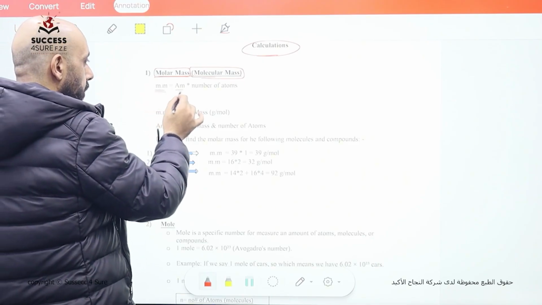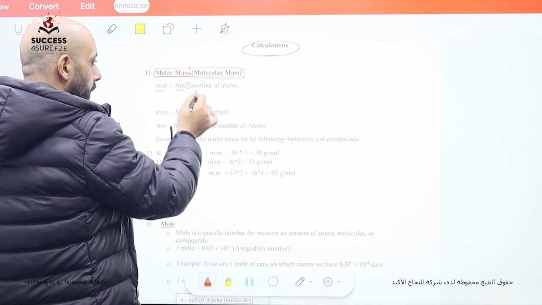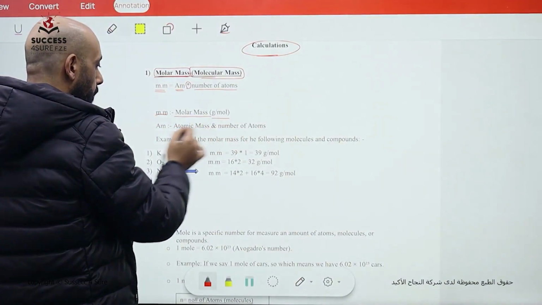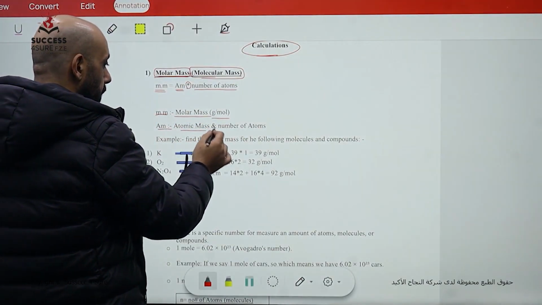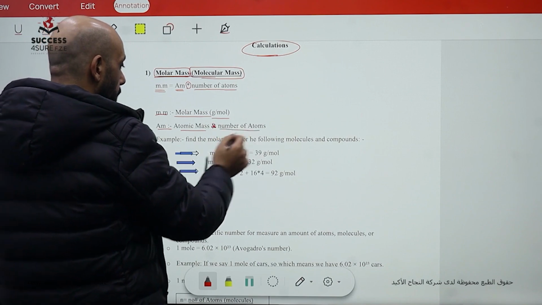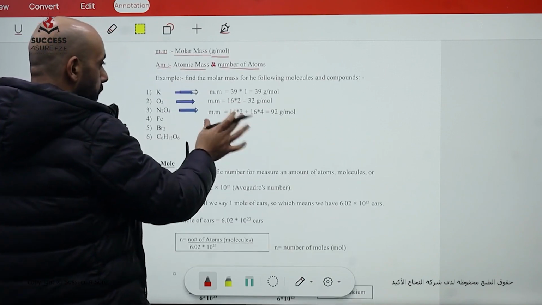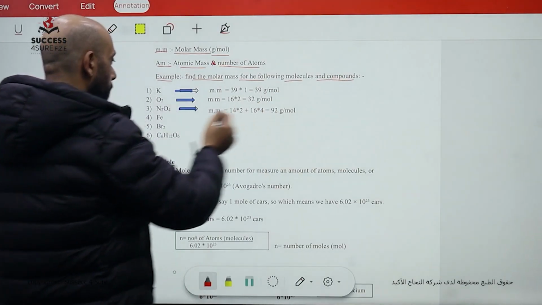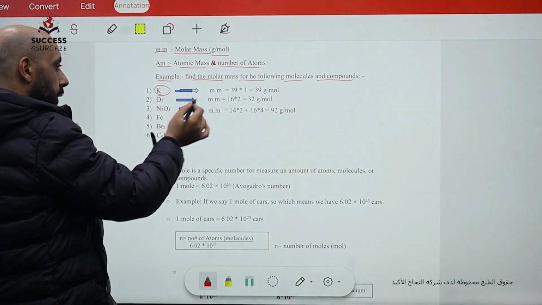Molar mass is equal to atomic mass multiplied by the number of atoms, which is M, and M is the molar mass in gram per mole, and the atomic mass multiplied by the number of atoms. Example over here: find the molar mass for the following molecules and compounds. You see it's K, just only K.